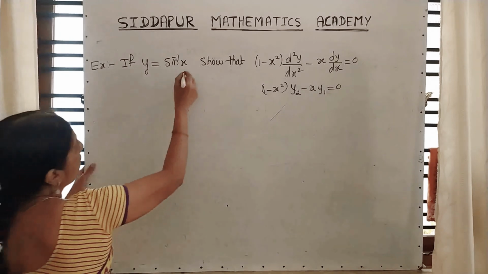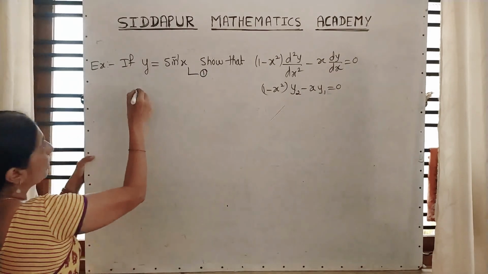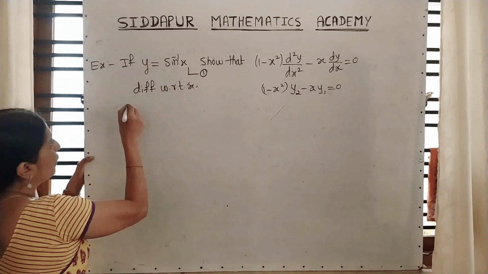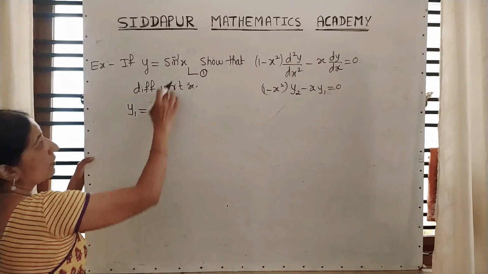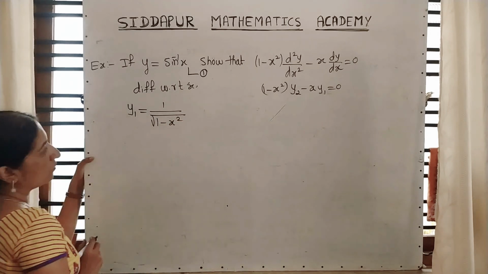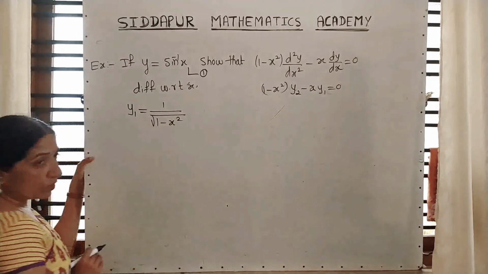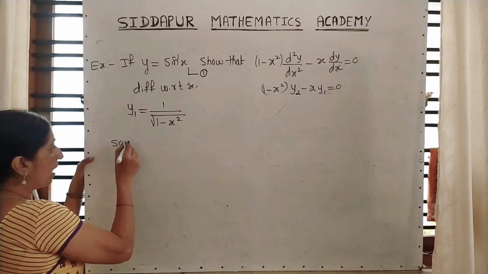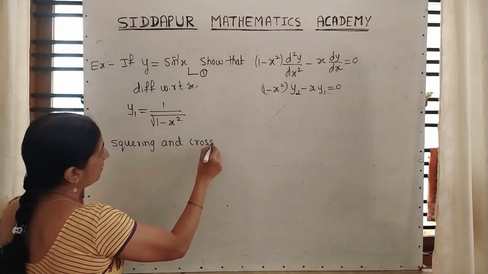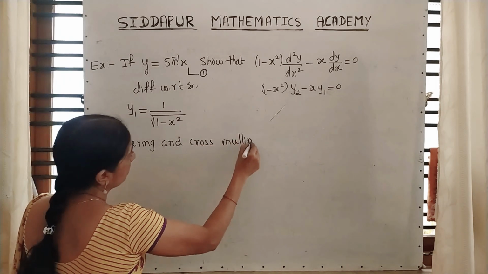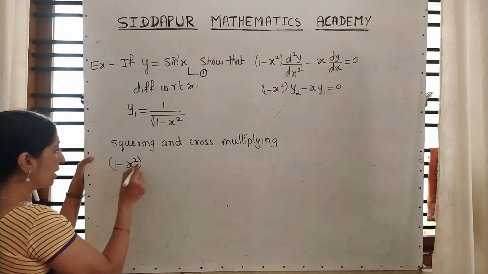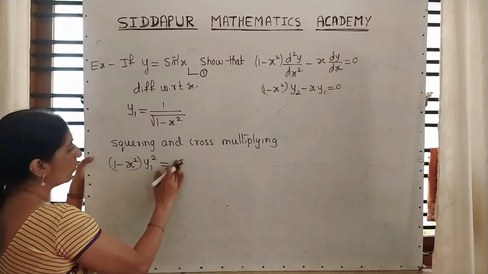Let us take y is equal to sin inverse x as equation 1. Differentiating with respect to x. Differentiation of y is y1. Differentiation of sin inverse x is 1 upon root of 1 minus x square. In the answer we don't have a root. That's why squaring and cross multiplying, depending on the answer. 1 minus x square into y1 square is equal to 1.